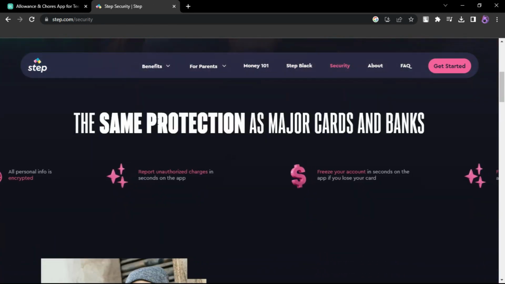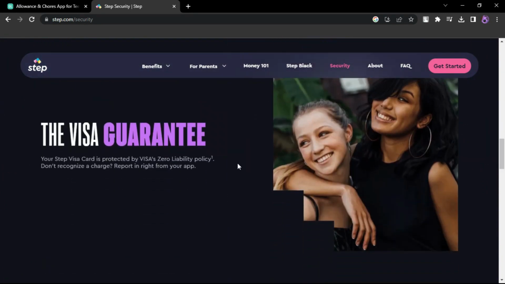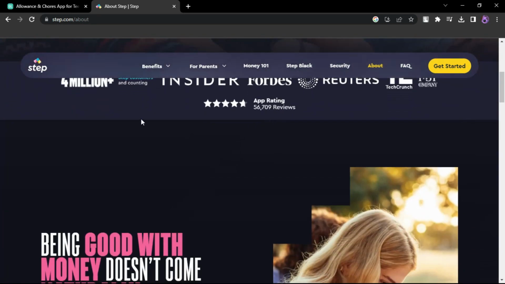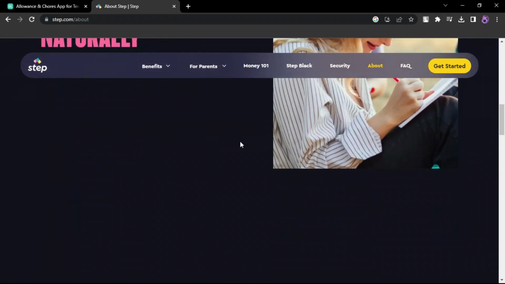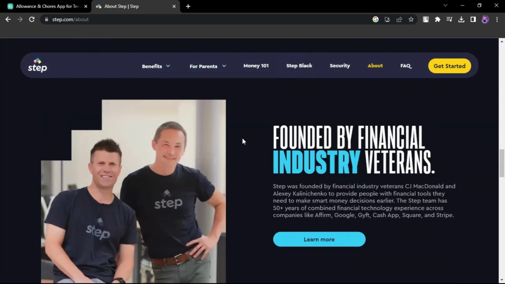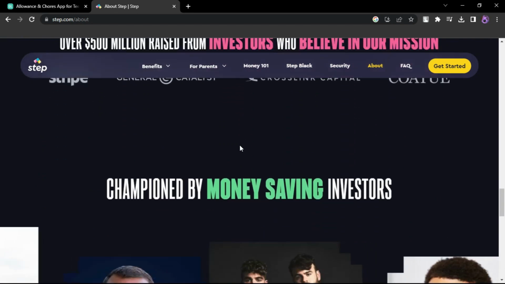Step uses high-quality transport layer security, TLS encryption, for secure data transfer, and benefits from Visa's zero liability protection for fraud protection. Disadvantages of Step Card. The daily ATM withdrawal limit for Step is $250. Step does not support cash deposits or mobile check deposits.